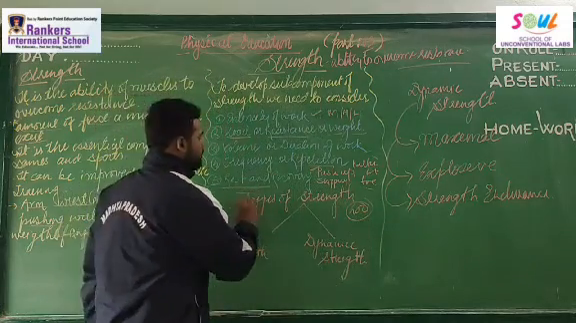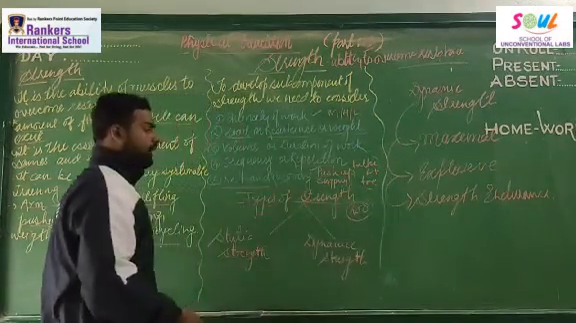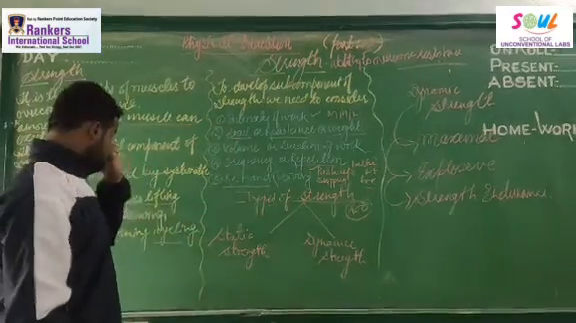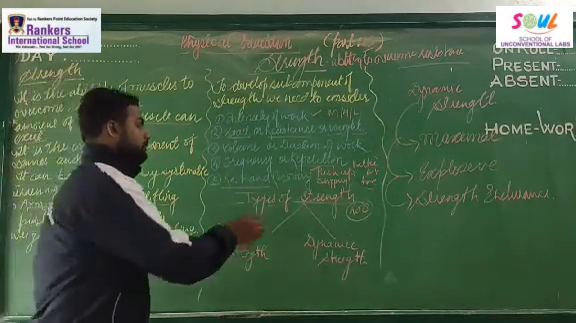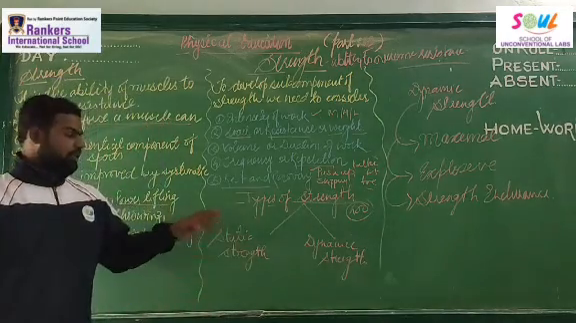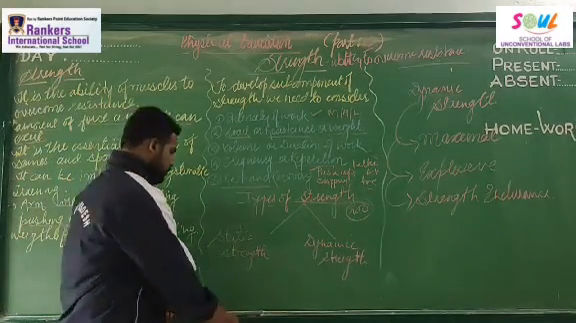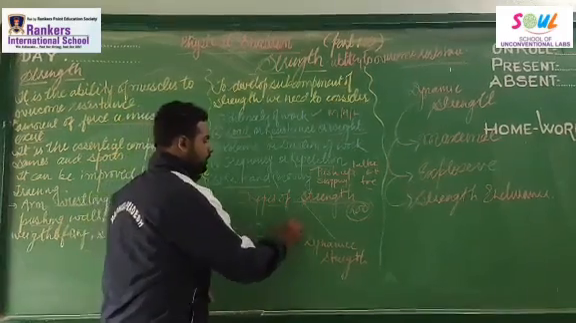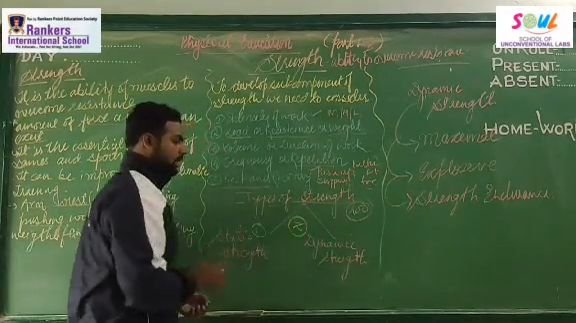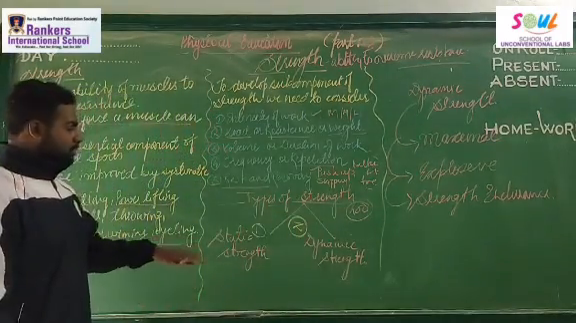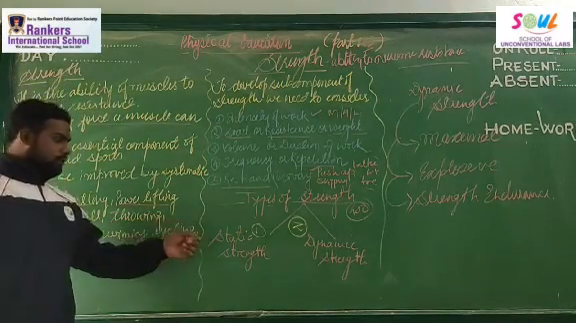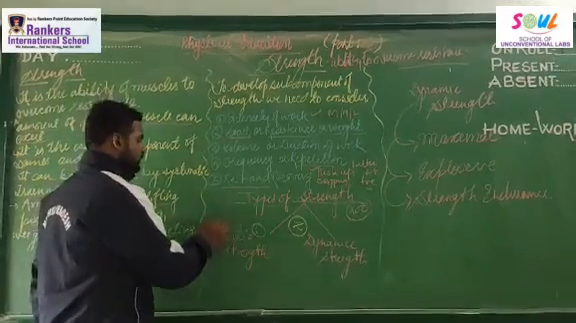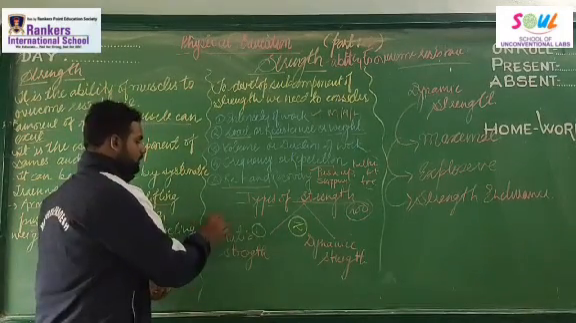Now how many types of muscles are there? Right? Now the strength is of two types. The first one is static strength and the second one is dynamic strength. Got it? So when I talk about static strength, it is the strength which is in rest. What is the meaning of static? The meaning of static is rest.